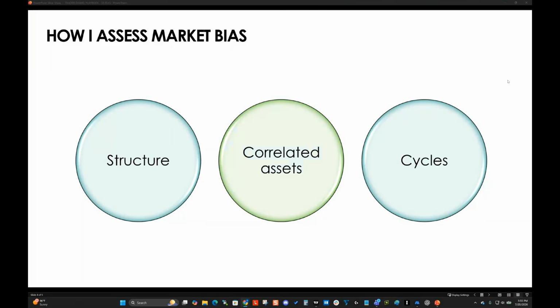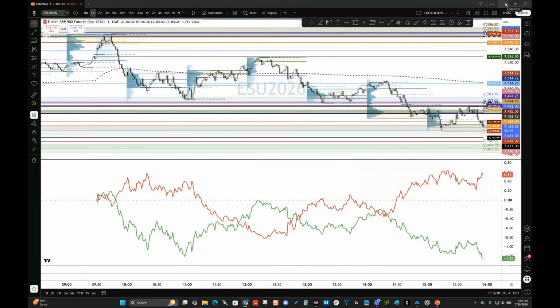Let's go to today's ES charts. This is the ES September contract, today, July 20, 2026, 1 minute time frame. At the bottom of the chart, you can see a tool that I have developed. This tool looks at different ETFs that are highly correlated to the S&P.